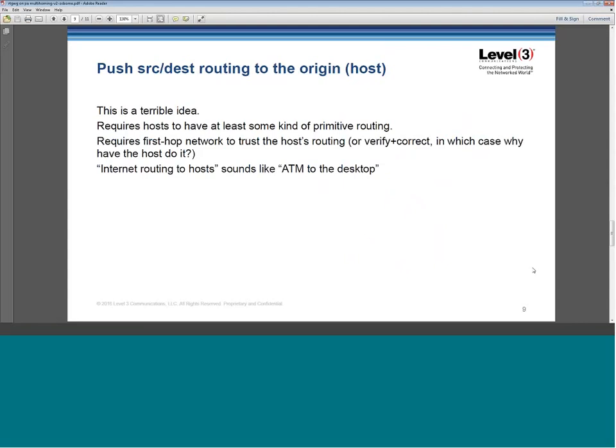The last line's kind of a jab, but internet routing to host sounds about as good to me as ATM to the desktop did. It would work if all the hosts were smart enough, but all the hosts aren't smart enough. So this is a tricky way to solve the problem. Next slide, please.